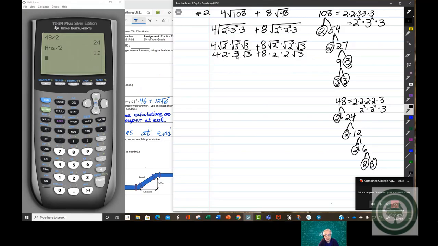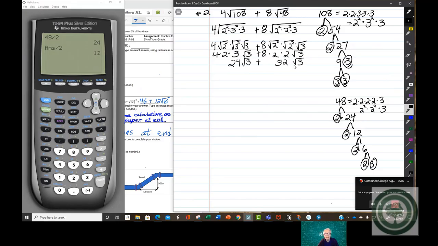Okay, once you take a square root, you're not still going to have a square root sign. So 4 times 2 is 8 times 3. 8 times 3 is 24, times the square root of 3, plus 8 times 2 is 16 times 2 is 32. You can always put that in your calculator. Times the square root of 3.